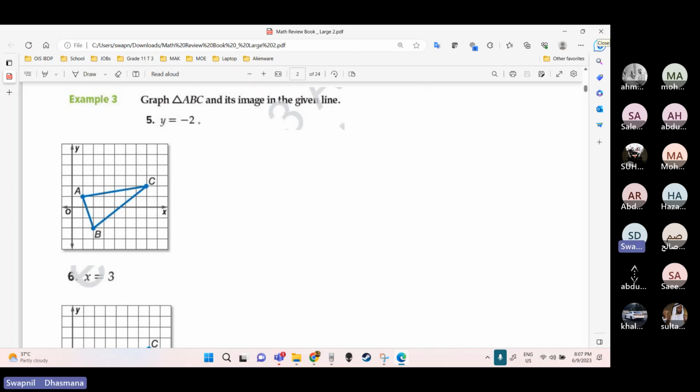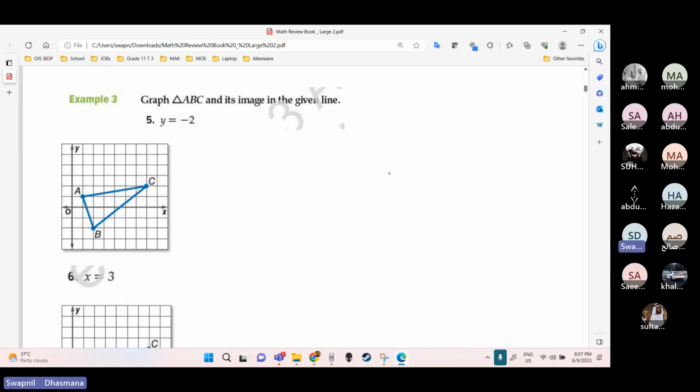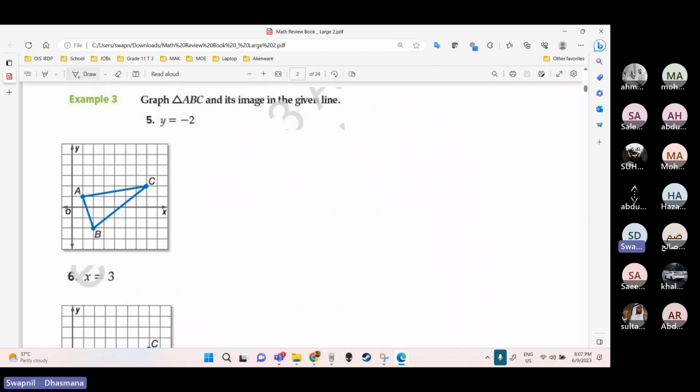The graph of triangle ABC and its image is given in the line y equals minus 5. So y equals minus 5 will be, if I look at this, a horizontal line or a vertical line? Horizontal means like this, vertical means like this.